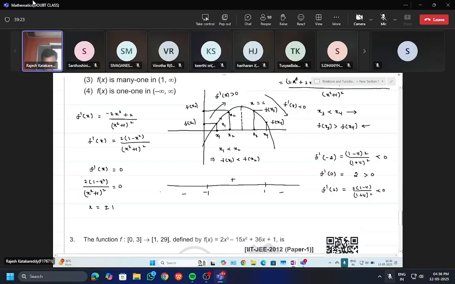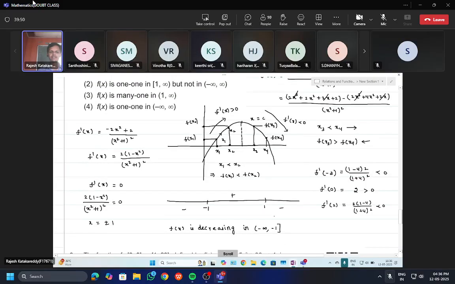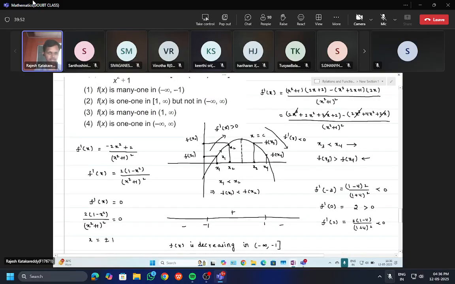Now, if I see from minus infinity to plus infinity, function is not increasing, right? Or not decreasing as well, but I can write by parts. f of x is decreasing in minus infinity to minus 1. That means f of x can be one-one in the interval minus infinity to minus 1, right?